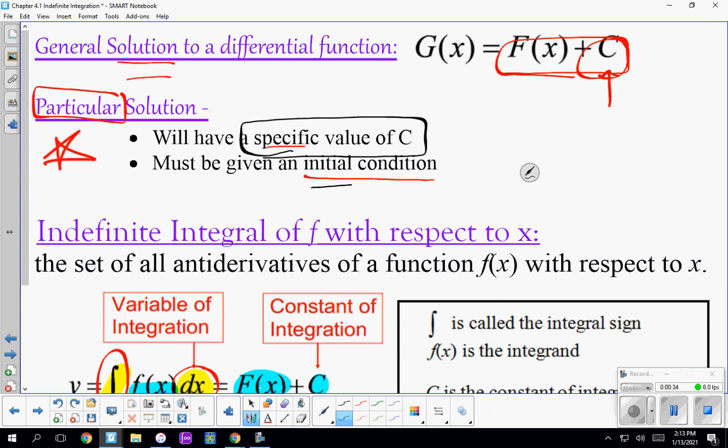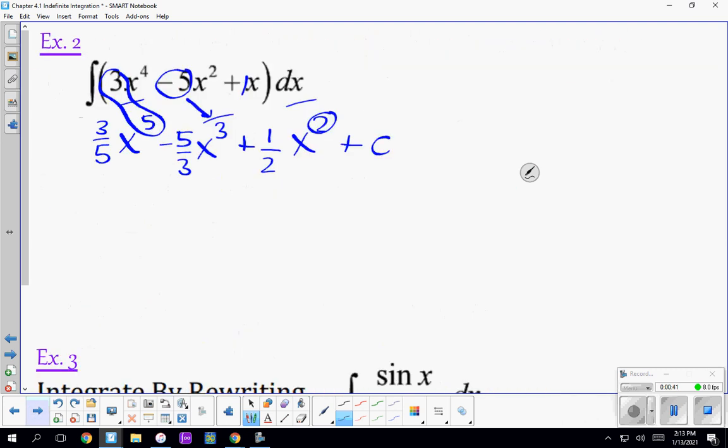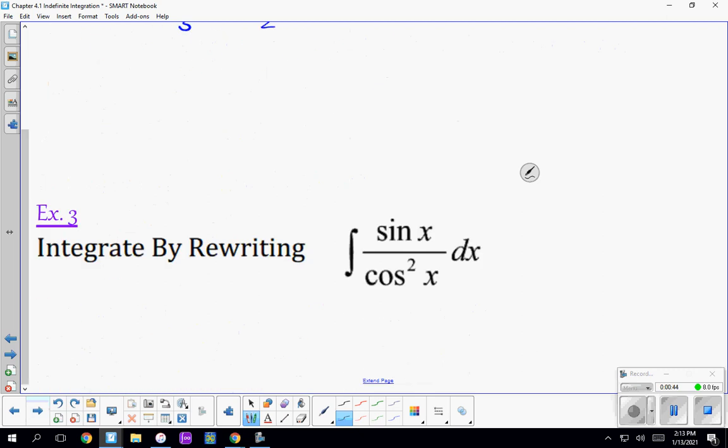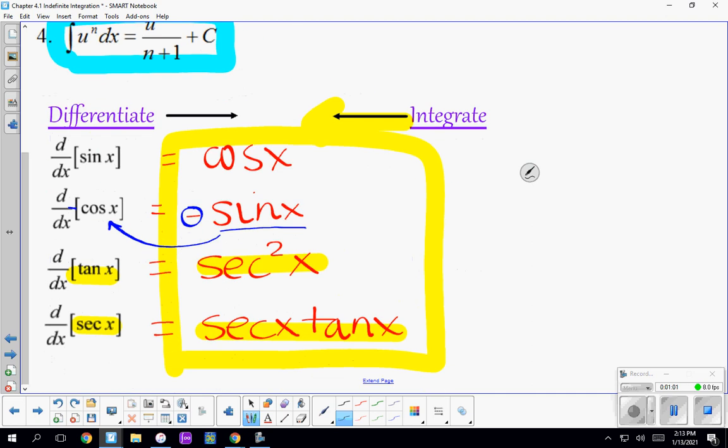And in order to do that, we will be given this initial condition in the form of an ordered pair. So we just kind of need a starting point. So everything else still applies. And we're going to start with example 3, which is still a general solution. Here, remember we talked in the last video about trig functions. If we're asked to integrate trig, we need to make sure our integrand looks like one of these here in the highlighted box. We cannot integrate a product, a quotient, or a chain. So if it doesn't look like anything in this box, then we can't integrate it.